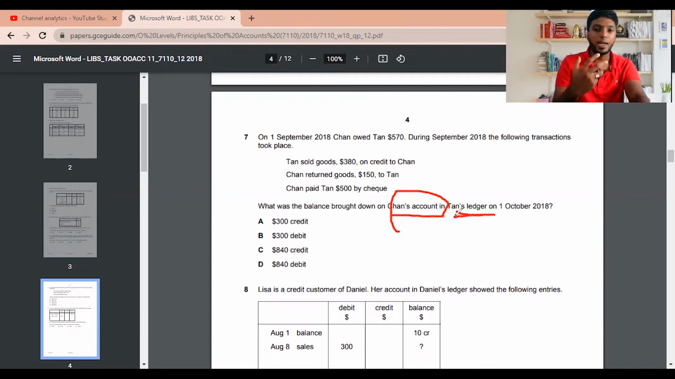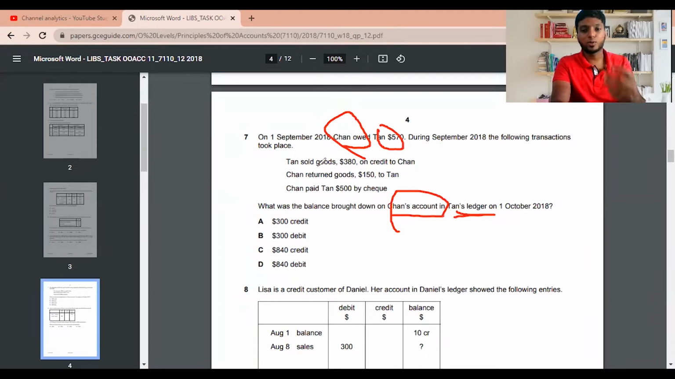So now Tan is the main person. So you are Tan. Whenever I say like that, you should understand, you should take that particular person as you. So I am Tan. Now what happened to Chan's account is what I need to see. On 1st September 2018, Chan owed Tan. So if you are Tan, then Chan is going to be a credit customer, because he is owing. He needs to give us money.